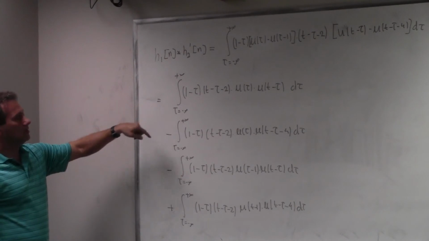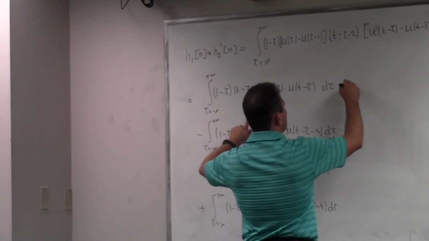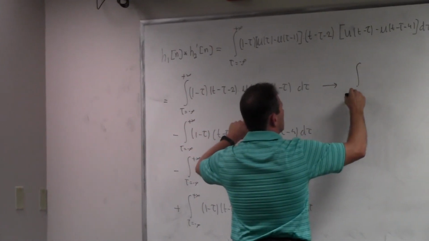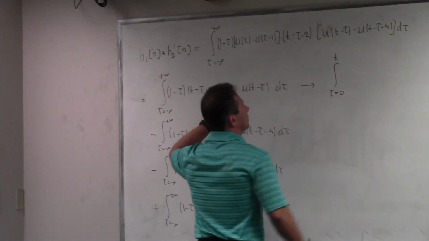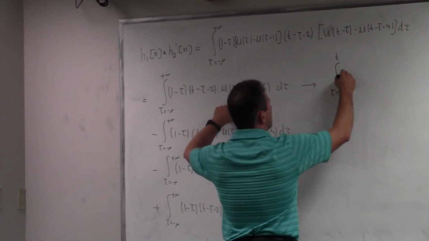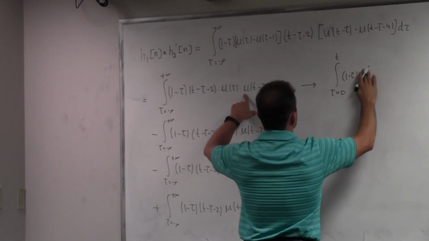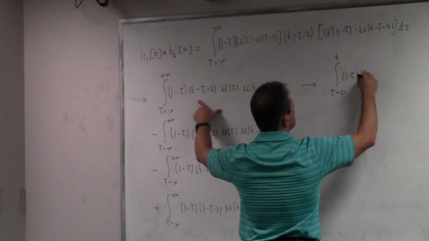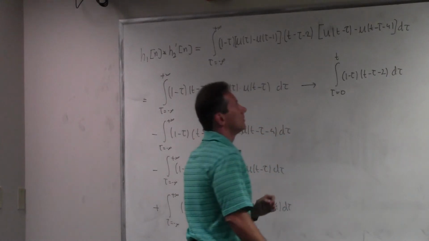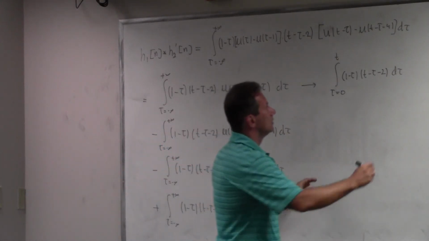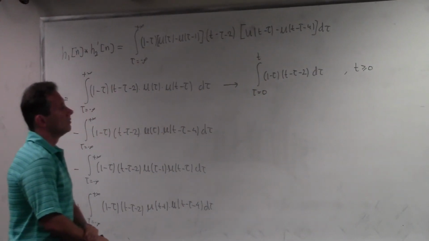Can we eliminate the boundaries? This one gives you the integral when tau goes from 0 to t, with 1 minus tau, t minus tau minus 2, d tau. So that's the first integral. This is valid for t greater than 0. Every t greater than 0 would work for this one.